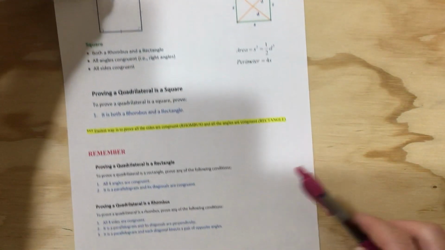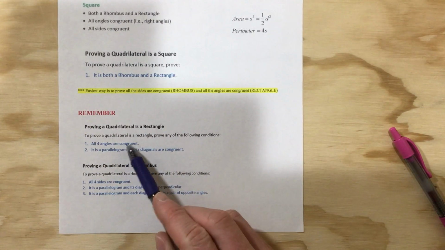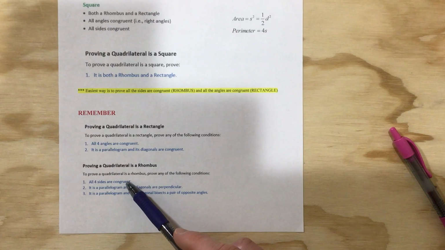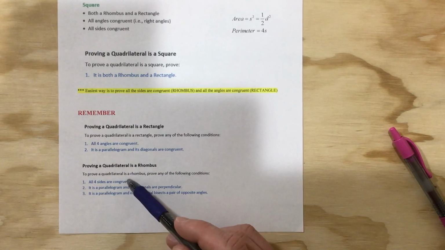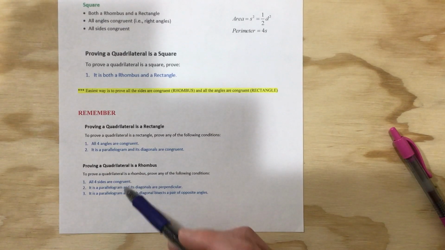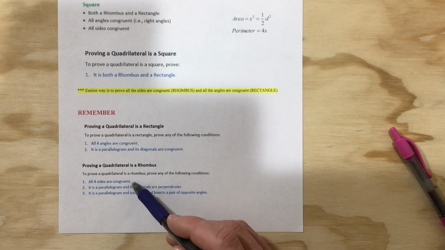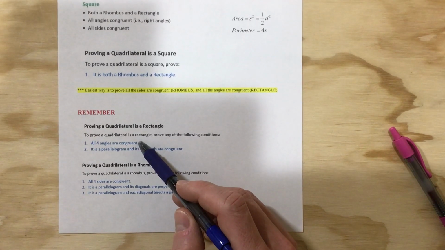And just as a reminder, I'm going to scroll up. How do you prove something is a rectangle? Just show me the angles are congruent. And how do you prove something is a rhombus? Show me that the sides are all congruent. And again, I have to remind you, showing me the sides are congruent is showing me the sides all have the same length, and you're going to use the Pythagorean theorem for something like that. Showing me the angles are all congruent is showing me that they're all 90 degrees.